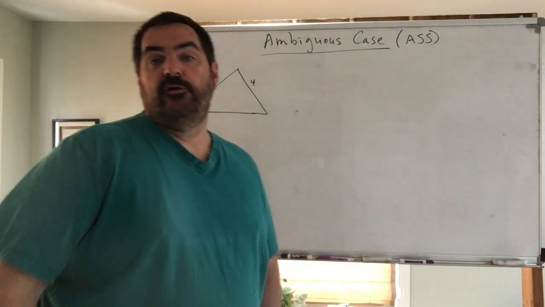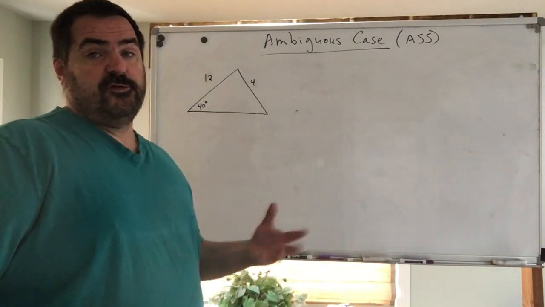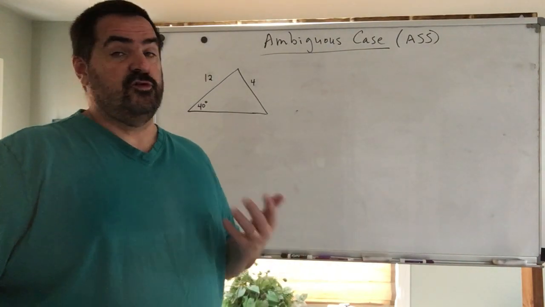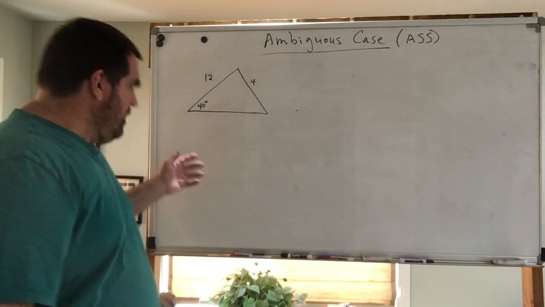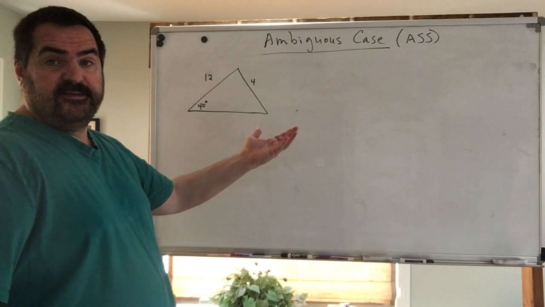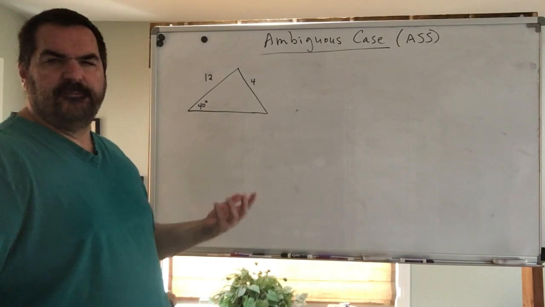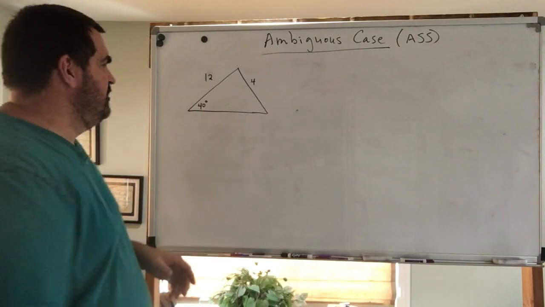All right, this is the ambiguous case part 2, and I'm going to show you how to solve a two-solution problem. But first off, I'm going to show you this problem. And we have angle side side. So is there 0, 1, or 2 solutions?